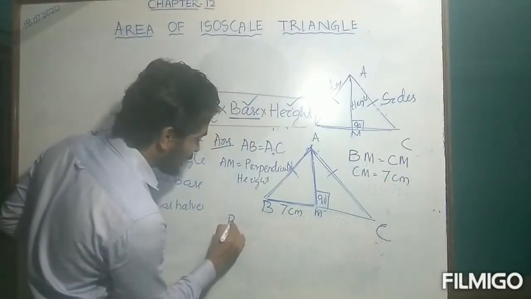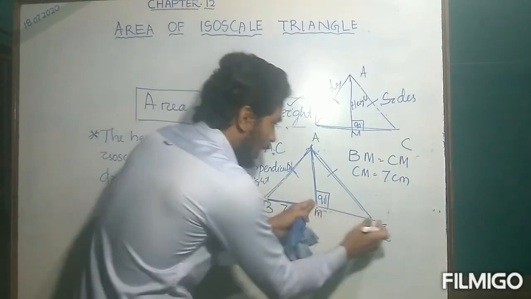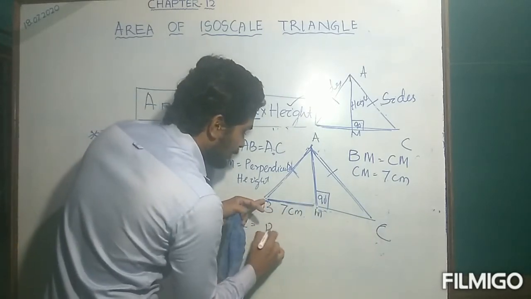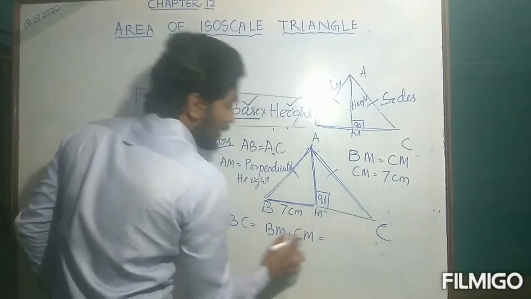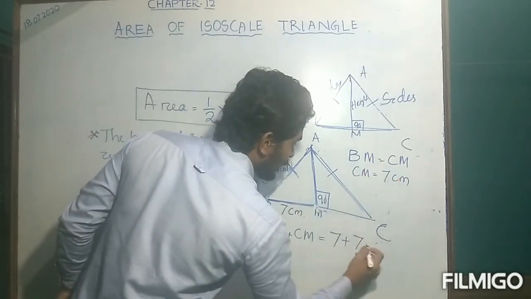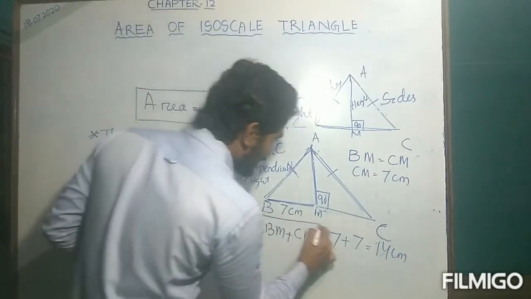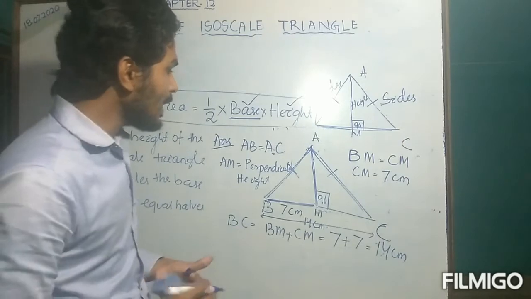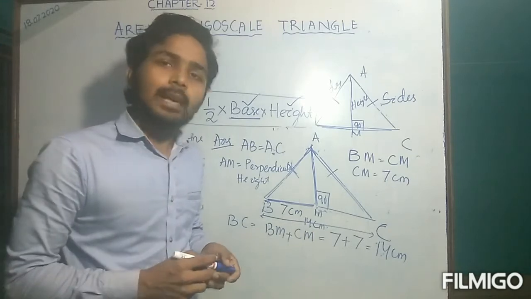This BC is equal to BM plus CM, because these two halves are added to give BC. So BC is equal to BM plus CM. Here BM is 7 and CM is also 7. So 7 plus 7 is 14 cm. Hence, you can write the base BC is equal to 14 cm. Clear? By using BM, we can also find the total length of the base BC.